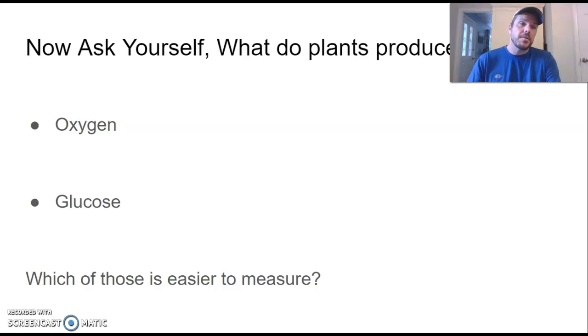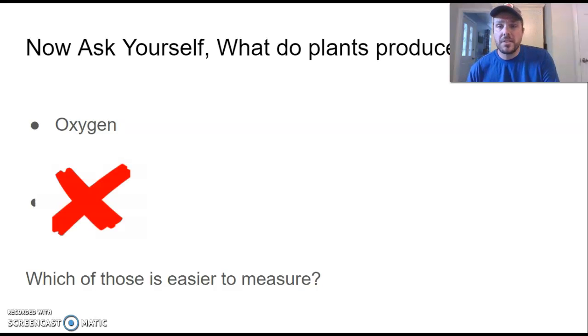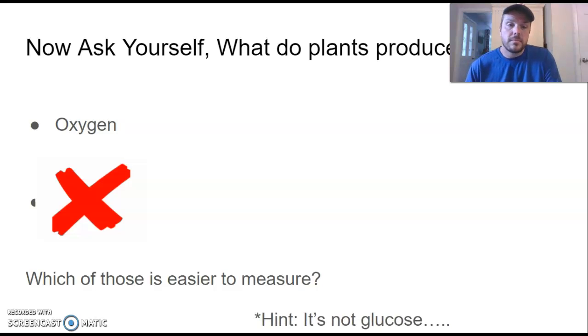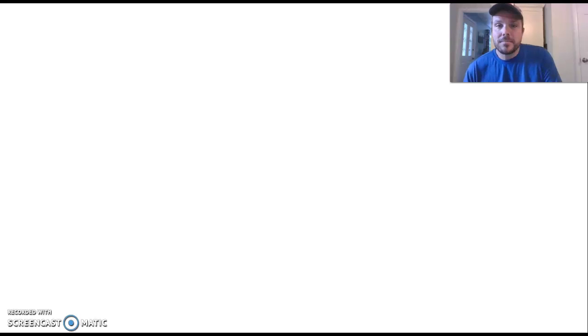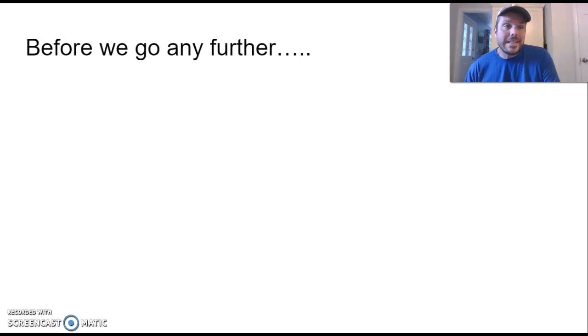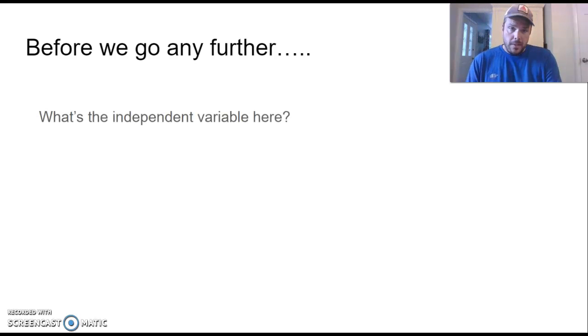However, the oxygen produced is pretty easy, and there's some really simple ways to do it, and there's some harder ways to do it that we used to use, but now we have probeware that makes it a lot easier. So, measuring oxygen. Oh yeah, it's not glucose. So before we go any further, let's think about some experimental design concerns. What is the independent variable going to be in this experiment? Think about the setup that I've just laid out, the things that we could possibly manipulate. What's the independent variable going to be?